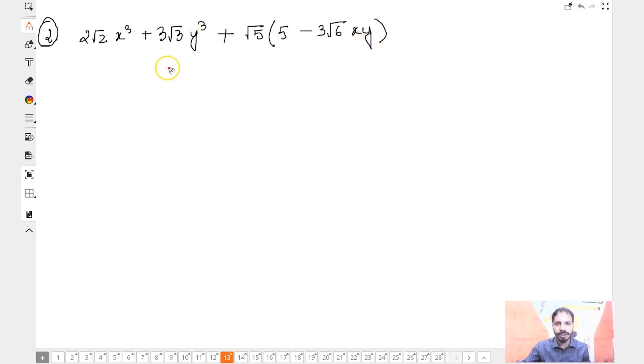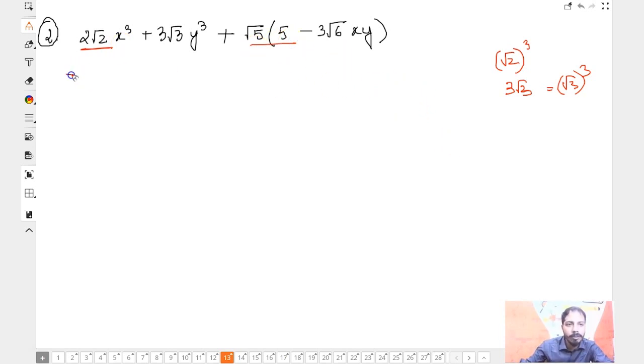Similarly, this question. Now it seems a little bit difficult, but it's not actually difficult because you see the same identity can be used in this one also. How? First of all, I know that 2 root 2 can be written as root 2 cube. We can write it. And similarly 3 root 3 can be written as root 3 cube. And here you have 5 root 5.